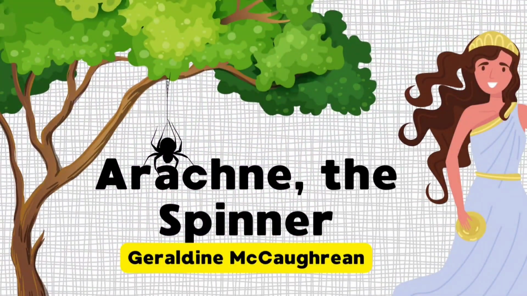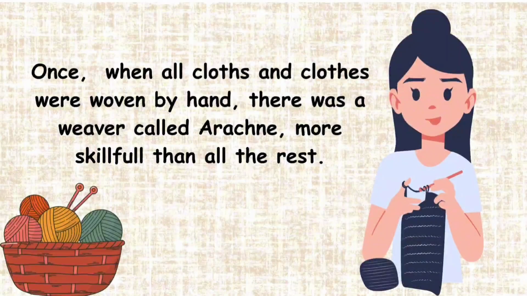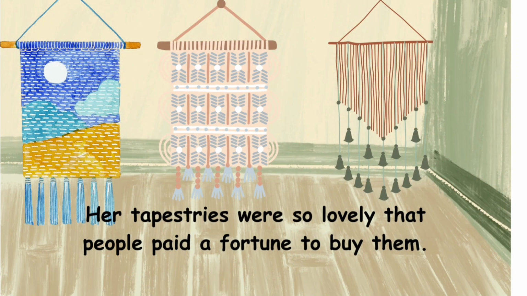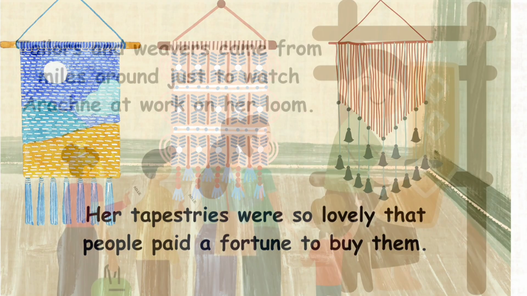Arachne the Spinner, retold by Geraldine McCaughrean. Once, when all cloth and clothes were woven by hand, there was a weaver called Arachne, more skillful than all the rest. Her tapestries were so lovely that people paid a fortune to buy them.